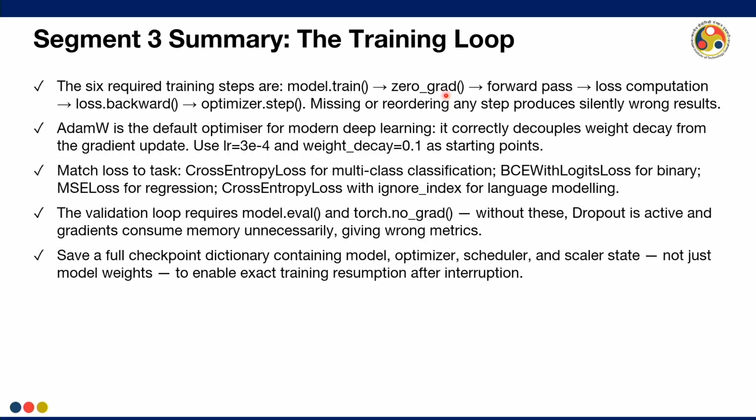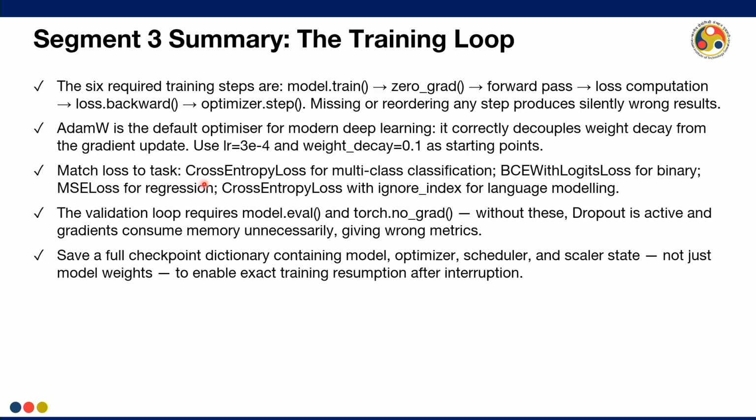So there are 6 main steps: model.train, zero grad, forward pass, loss function computation, backward, and step, which is updating. Missing or reordering any step will give you a wrong result in the training loop. AdamW is widely used for LLM training, and you can use any other optimizer. You can see the list of optimizers in the Python handout that we will share. Also the cross entropy loss or any other loss function for your specific task you can define, and many other custom loss functions too.